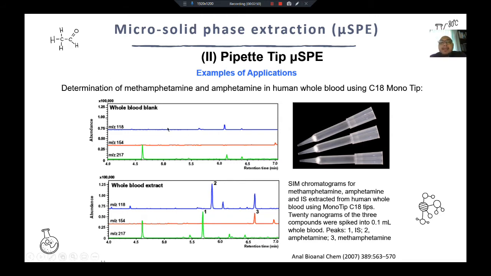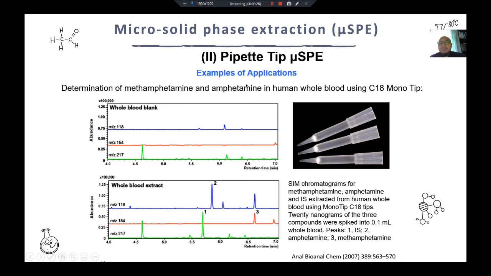So above here is the blank, and here is the whole blood extract. The whole blood blank means that we just use the blood blank and analyze it directly. But here we use the pipette tip micro SPE. If you look over here, using the pipette tip micro SPE helps us to pre-concentrate the sample, so we can detect it better.